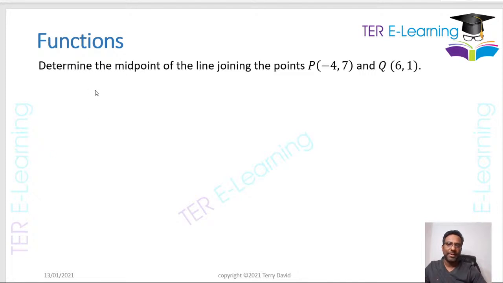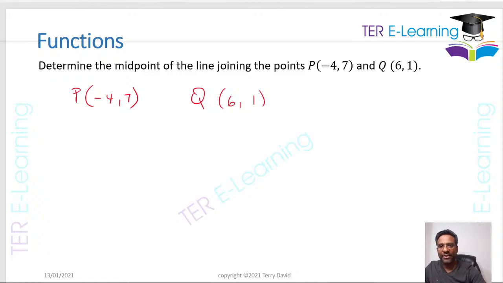So look at this here. Determine the midpoint of the line joining these two points, P and Q. So just write down what P is. P is minus 4 and 7. Q is 6 and 1. Again, just like when we were labeling to find gradient, do the same thing here. Call this x1, call this y1, call this x2, call this y2. Once you label this, there's no way for you to make a mistake. You wouldn't believe how many students confuse the x1s and the y1s and the x2s and the y2s.